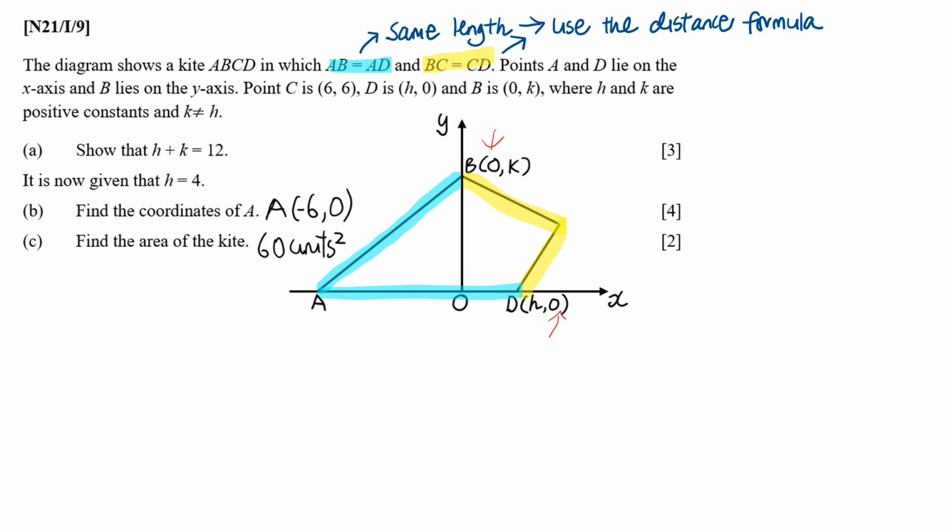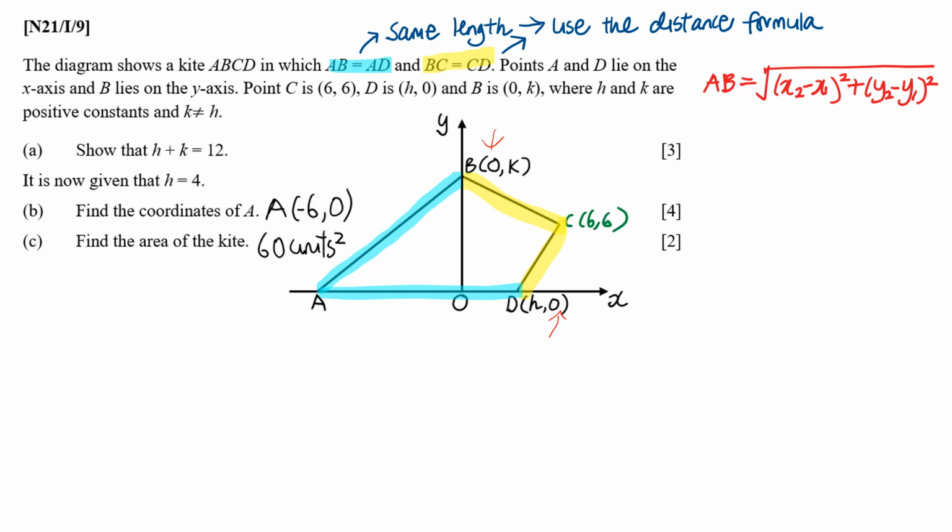If you're given that AB is equal to AD and BC equals CD, what we are saying is that we can use the distance formula. So let's do a recap on the distance formula. We can't use AB equals AD simply because point A is not given. So therefore, we have to use the second piece of information, that is to equate the length of BC to the length of CD.